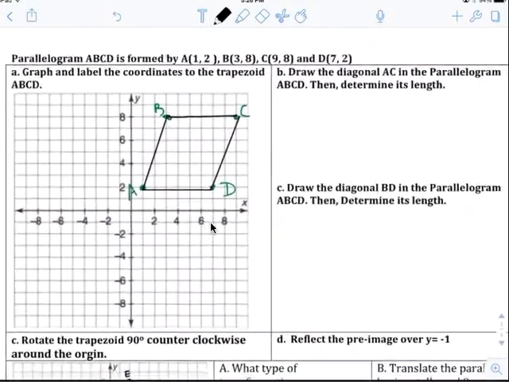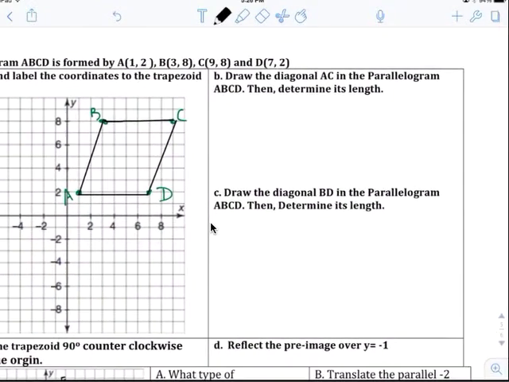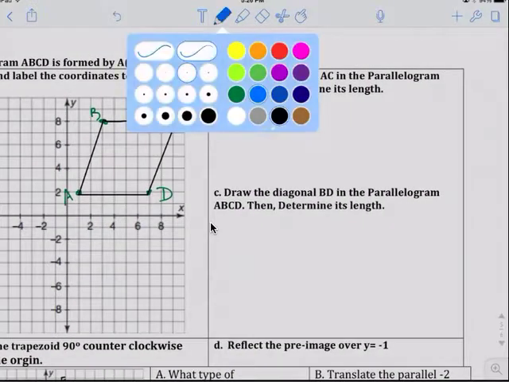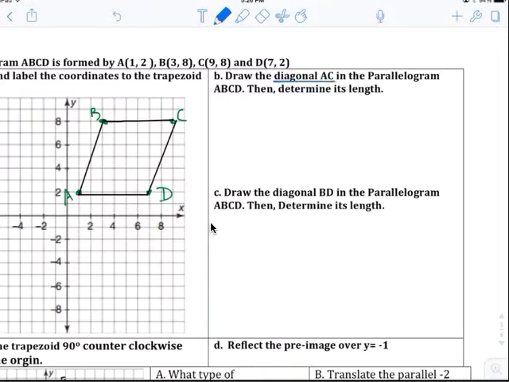We graph that. Draw the diagonal A to C. Oh, that's not a straight one. Okay. Then determine its length.